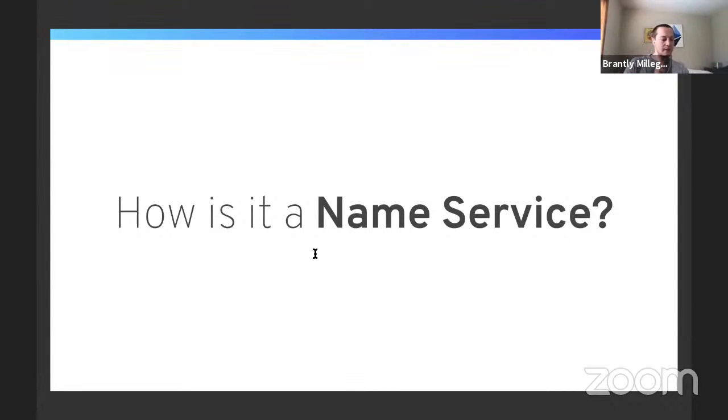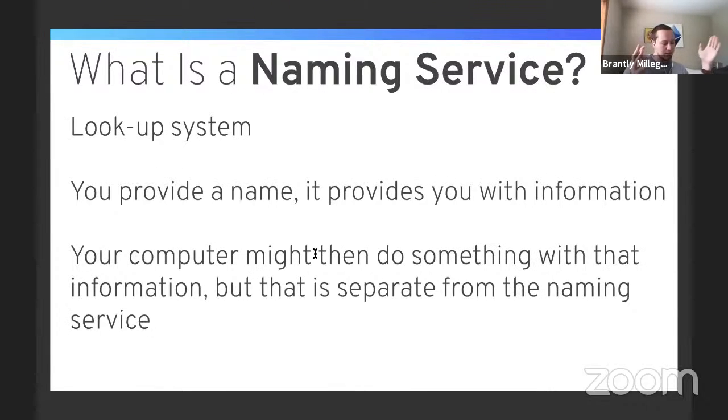The interesting thing about naming on the internet is that it's absolutely crucial. Everybody uses it all the time, constantly. But it's one of these things lower on the stack that just works, that you don't even have to think about. So a lot of tech people haven't even thought about what a naming service is, what it does exactly. A lot of people overcomplicate it. It's really, really simple. It's just a lookup system. That's all. There's nothing else to it. You provide a name, it provides you with some information. Your computer then might do something with that information, but that is separate from the naming service.